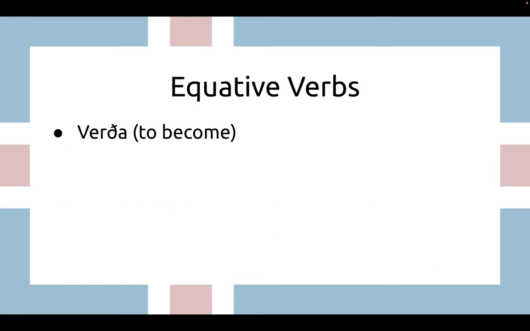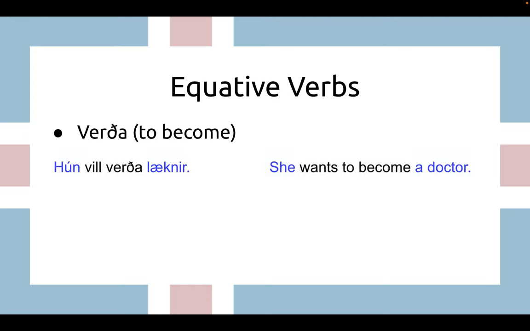Here are some other common equative verbs in Icelandic, although there are many more that are not on this list. Að verða, to become. Hún vill verða læknir. She wants to become a doctor. On both sides of the verb að verða, we have the nominative form of the word.